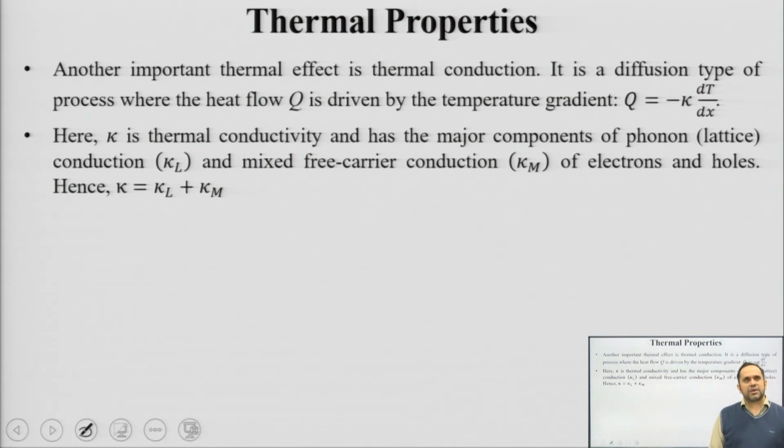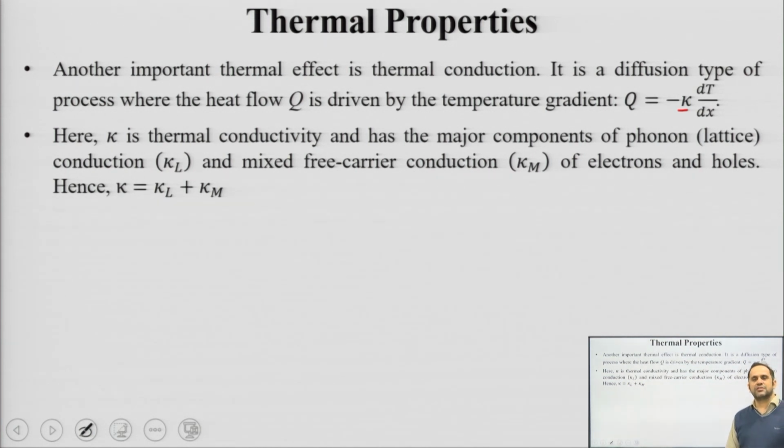Another important thermal effect is related to conduction, or thermal conductivity. It is a diffusion type of process where the heat flow Q, the rate at which heat flows due to the temperature gradient, is equal to minus kappa, this symbol is known as kappa, times the temperature gradient.